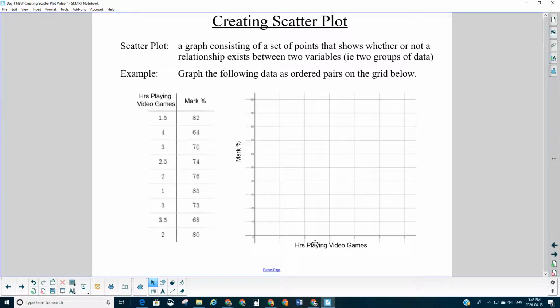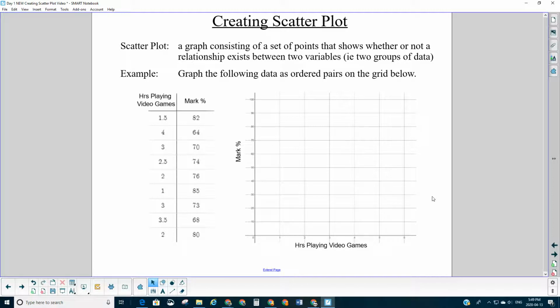Okay, so you could go off and, like I said, you could print this off and actually start plotting these points, graph this data on here. Or you could just grab a piece of paper and redraw this graph and do the points. You don't have to. I'm just saying you can watch the video along, but if you wanted to, you could. So I put hours playing video games along the bottom and the mark along here. So I would take like 1.5, which is halfway between 1 and 2, and then go up to 82 and put a dot right about there. And then go to the next piece of data, do the same thing.